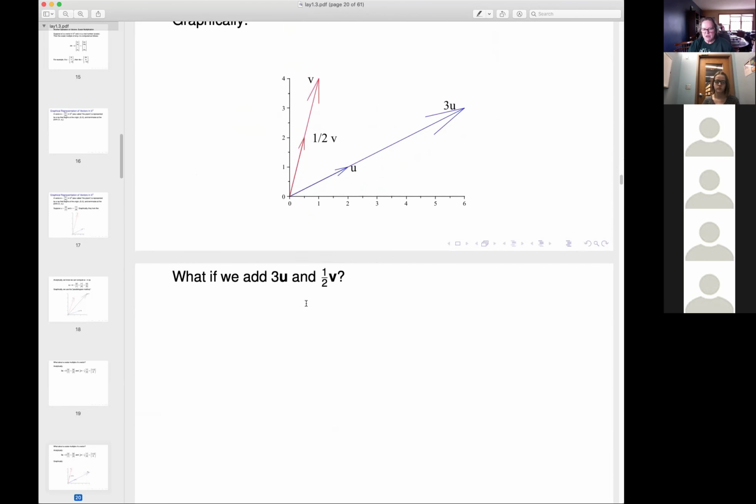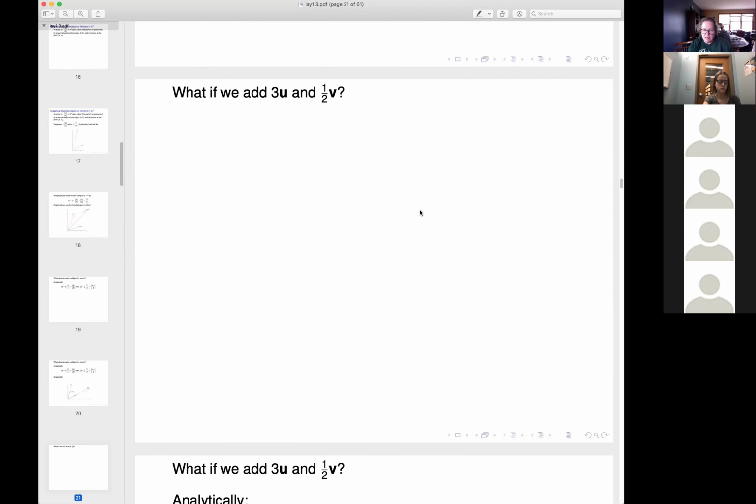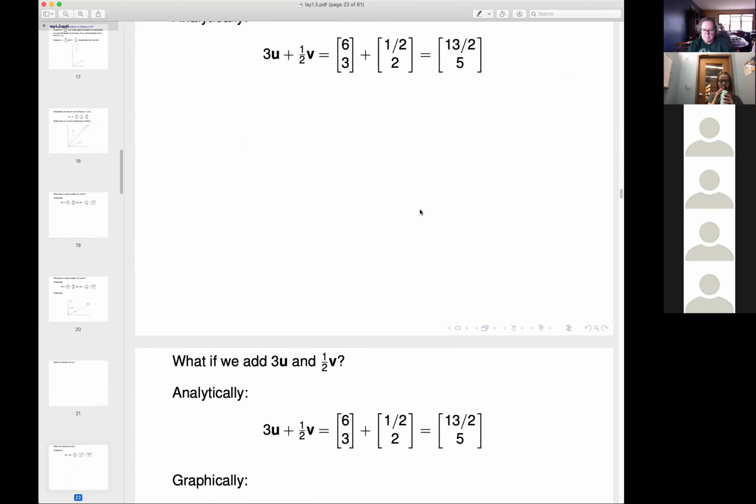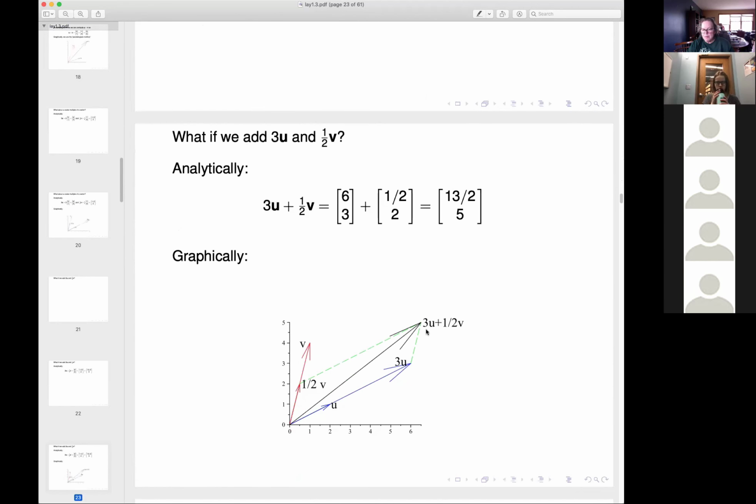So what if we add those two together? If we add 3u and 1/2 v, we can again visualize it by the parallelogram, right? So you can visualize here we go out to a half v, and we draw a line out parallel to 3u, and do the same thing, go to the end of 3u and draw a line that's parallel to 1/2 v, and look at the diagonal across that parallelogram, right? And so that's what we get. And clearly we can do it analytically also.